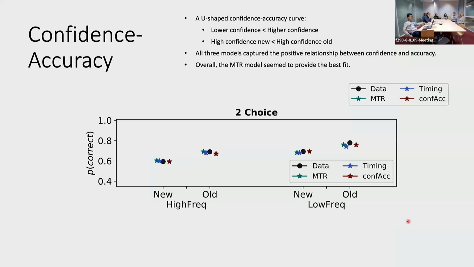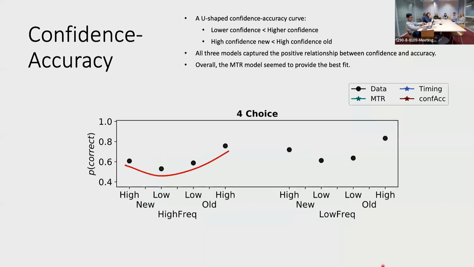In the two-choice conditions, we separated responses based on two levels: high or low frequency, and old or new responses. The fits are very similar here because for a two-choice task, all models are very much like the basic model. In the four-choice condition, we further separated responses into high or low confidence. The data here is consistent with the shape of the confidence-accuracy curves in the literature, where low confidence responses are less accurate than high confidence responses. So you get to see this U-shaped curve.